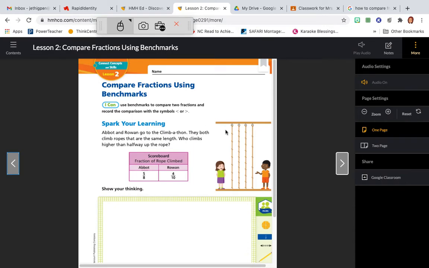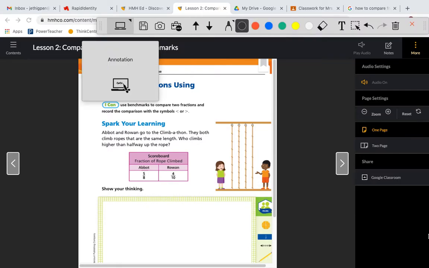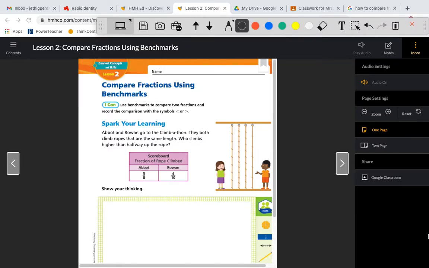Today we're going to be looking at how to compare fractions using benchmarks. When you're finished with this lesson, you should be able to use benchmarks to compare two different fractions and then record the comparison with the symbol less than or greater than.